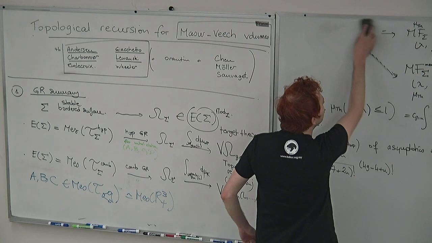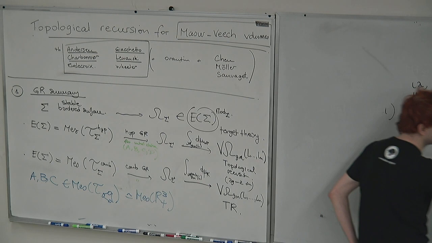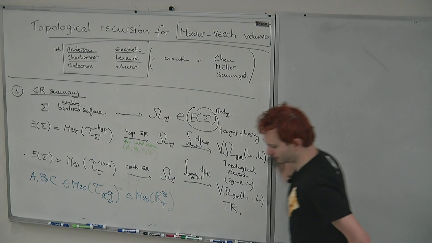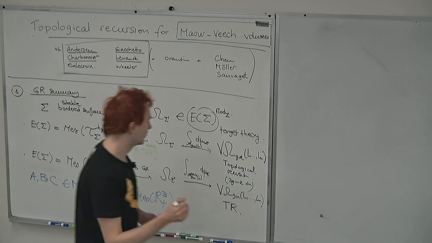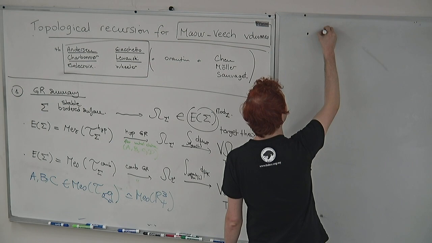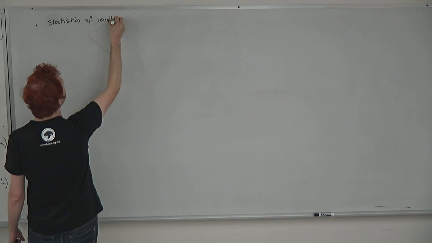So what can you do with this? Meaning, which kind of function can you reach by this procedure? So there are two important examples. So one is what I would call doing statistics of length of multicurves.